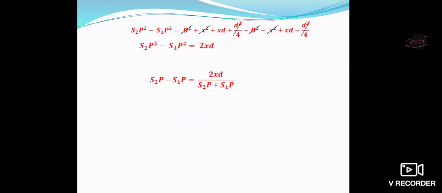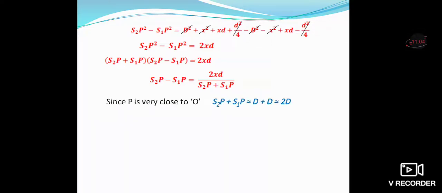So we get S2P square minus S1P square equal to 2xd. This is in the form of a square minus b square, which means a plus b times a minus b. Therefore we can write it as S2P plus S1P times S2P minus S1P, equal to 2xd. From this we want S2P minus S1P, because our path difference is S2P minus S1P. So S2P minus S1P is equal to 2xd divided by S2P plus S1P.